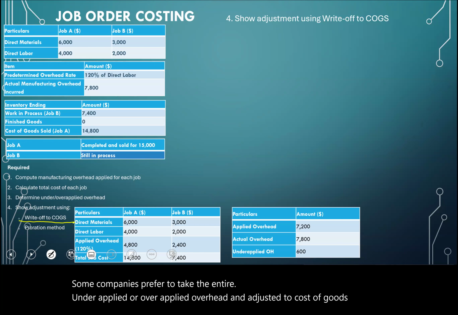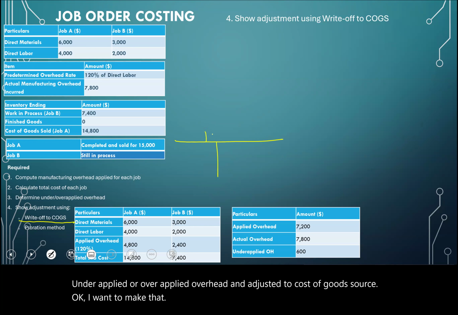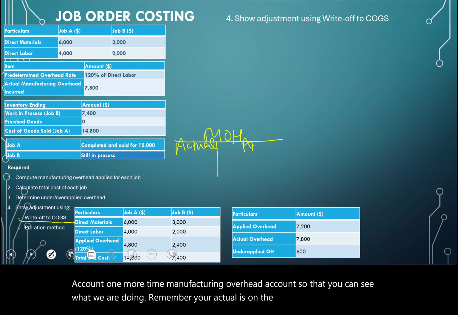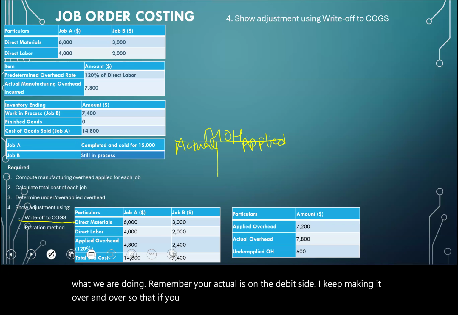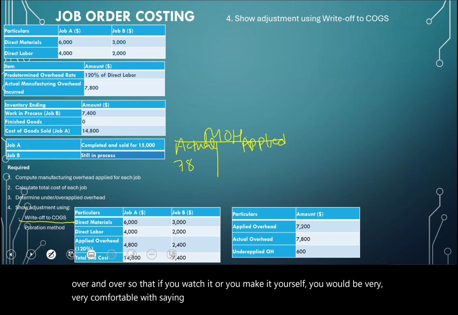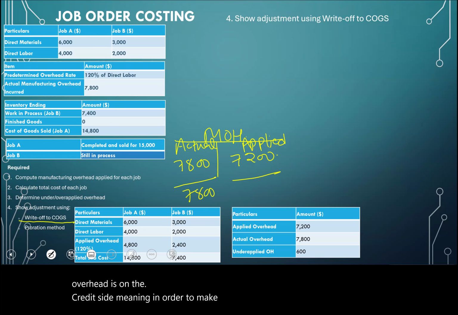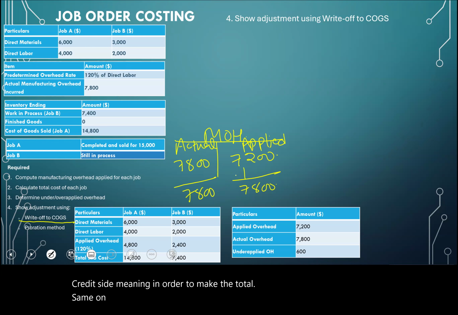I want to make that account one more time, the manufacturing overhead account, so that you can see what we are doing. Remember, your actual is on the debit side. I keep making it over and over so that if you watch it or you make it yourself, you would be very comfortable with saying actual overhead is on the debit side and applied overhead is on the credit side. Meaning, in order to make the total same on both sides, I need to add $600 here. Correct?